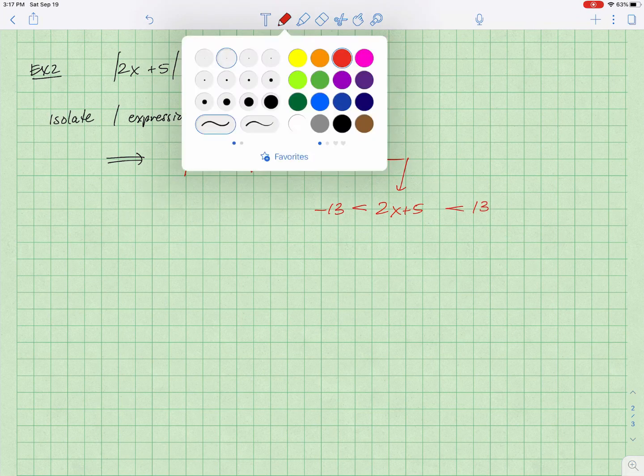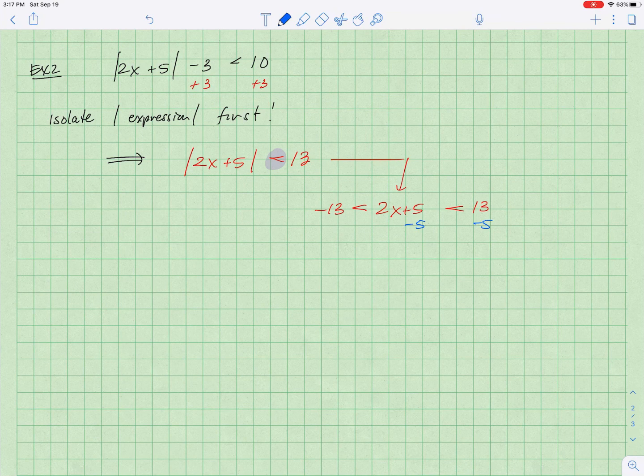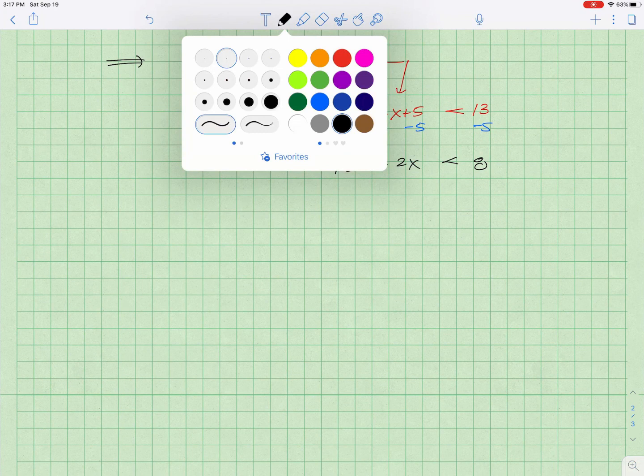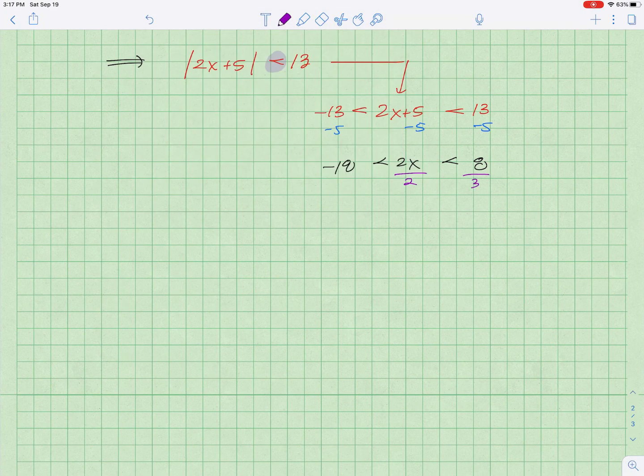And so now we can subtract 5 from both sides. And we're going to get negative 18 is less than 2x is less than 8. We'll divide both sides by 2. Sorry, not both sides, all 3 sides by 2. And we'll get negative 9 is less than x is less than 4. And that is the same thing as the interval negative 9 up to 4, but not including negative 9 and 4. So there's our answer as an interval. All right. There it is.